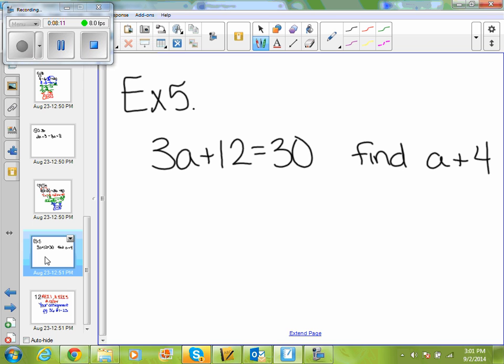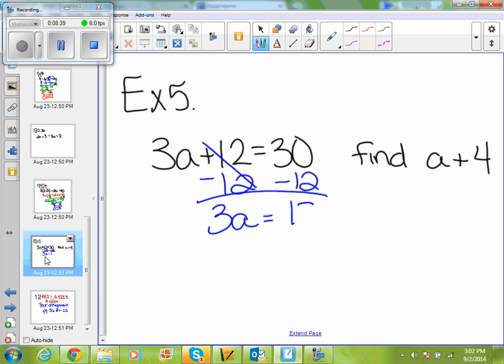Okay. So 3a plus 12 equals 30, and it says to find a plus 4. Okay? I can't find a plus 4, though, till I find a. So let's solve this for a. How do I get rid of a plus 12? Minus 12. Bring my 3a straight down. 30 minus 12 is 18.